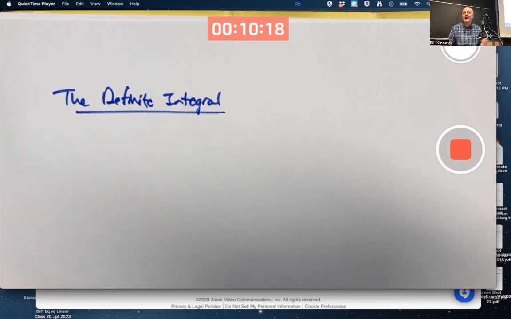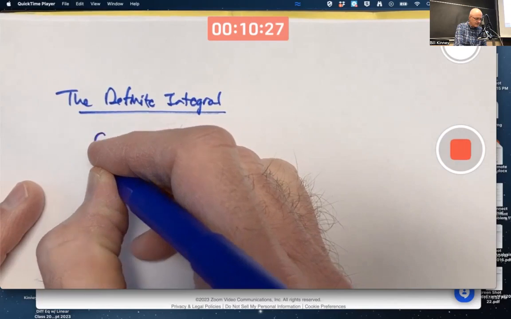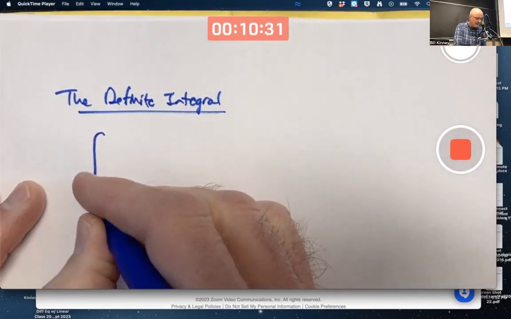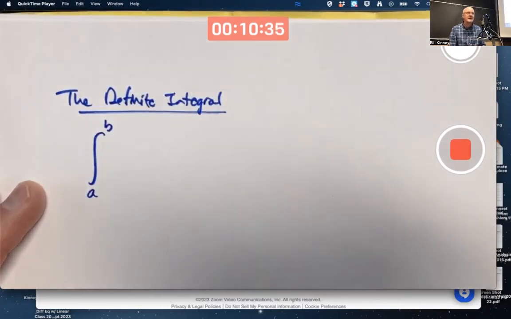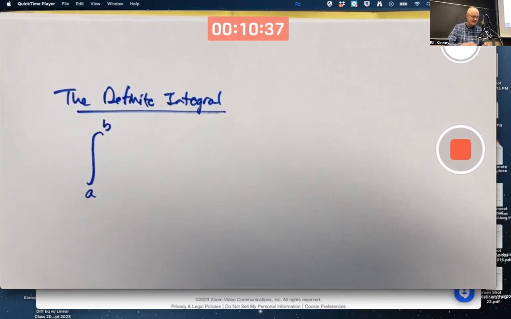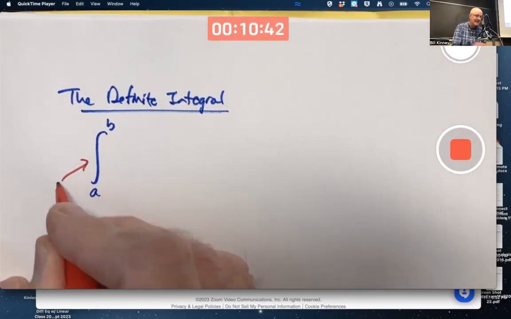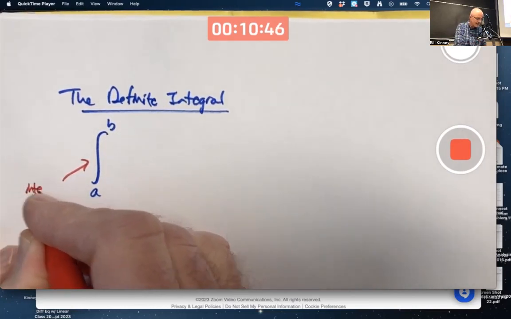In reality, it doesn't matter what letter you use. It's just habit, it's convenience, what we end up using. The symbol for the definite integral is, well, an integral sign. And then you have a lower limit of integration, call it A, and an upper limit of integration, call it B. This elongated curvy S is called the integral sign.